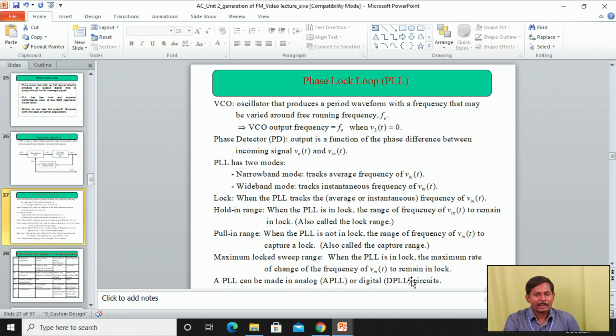Next one is maximum lock sweep range. When the PLL is in lock, the maximum rate of change of frequency of V in of t to remain in lock. A PLL can be made in analog or in digital circuit. It has two categories. One is analog PLL, another one is digital PLL.